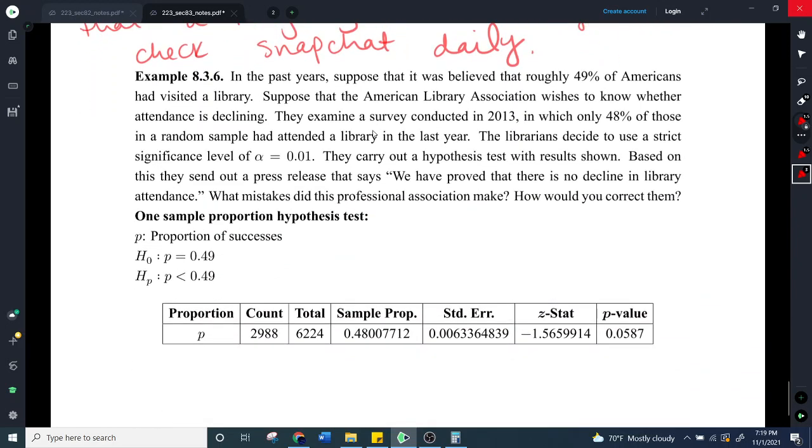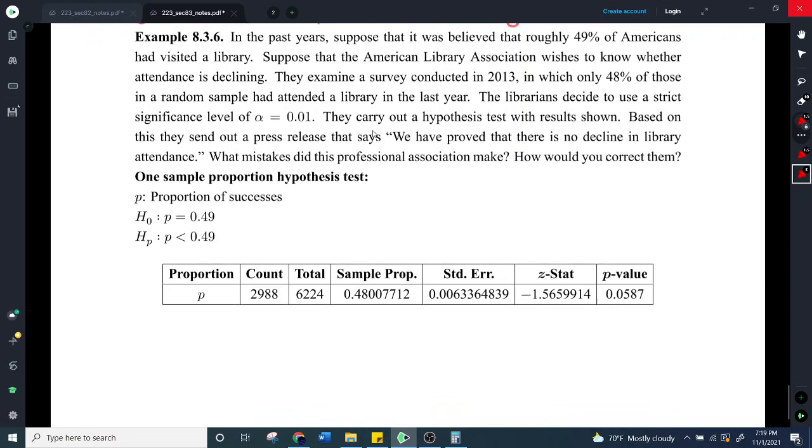Last question. In past years, suppose that it was believed that roughly 49% of Americans had visited a library. Suppose the American Library Association wishes to know whether attendance is declining. They examined a survey conducted in 2013 in which only 48% of those in a random sample had attended a library in the last year. We need to get some updated data. It's only from 2013. We should be using something a little more recent, but that's all right. We'll go with it. The librarians decide to use a strict significance level of 1%.